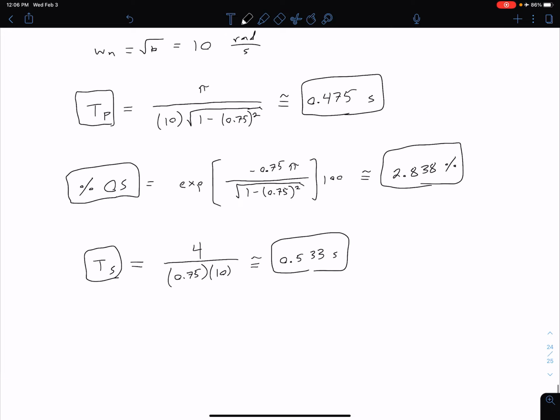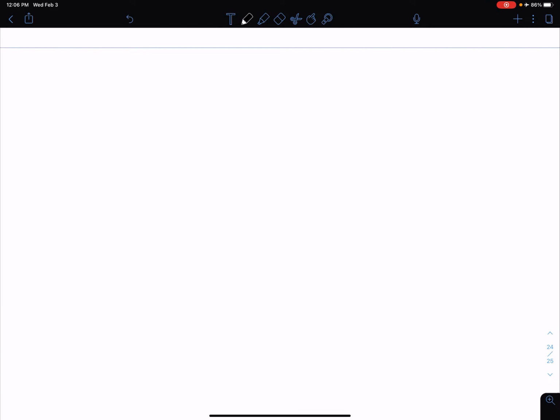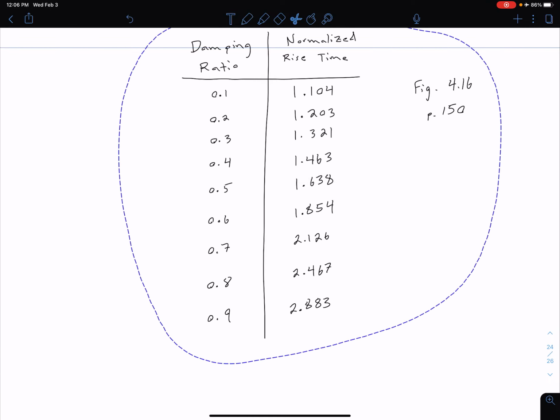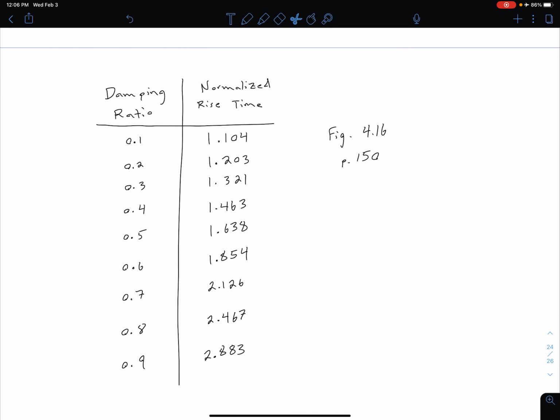We're just literally plugging our values into the equations from the previous videos. But for our rise time, it's not quite as straightforward because we're not just plugging into a value. So what we want to do is use our data that I mentioned in the previous video. This comes from figure 4.16 on page 150, and I have confirmed that is the correct figure in the 8th edition.